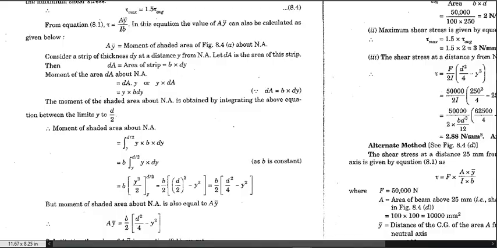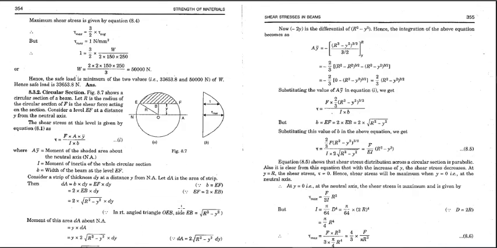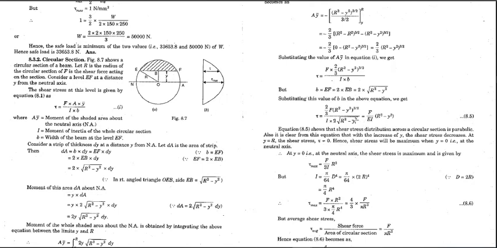Similarly, if we use this equation and simplify, we obtain F over 2I times (d square over 4 minus y square). Again use this equation, and you can solve multiple problems based on that. Similarly, we can have a circular section. Again we use the same formula, just change the values of A and y, put these values, and you will get the equation F over 3I times (R square minus y square). Put these values, and you will get the shear stress at any given section y.